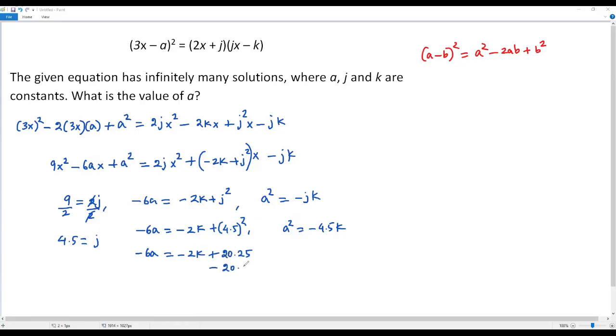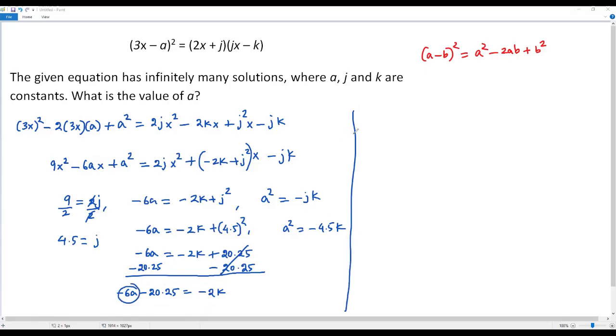Let me subtract 20.25 from both sides of this equation. Okay, let me do it. When I do so, this positive value and negative value will cancel out. I am getting negative 6a minus 20.25 on the left side. On the right side, we have negative 2k. When I consider the terms of this equation, each term has a negative sign. Now to get rid of the negative sign that we have for each term, we can multiply each term of this equation by negative 1.